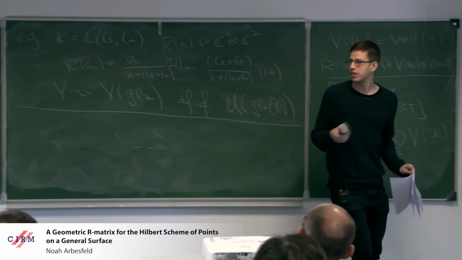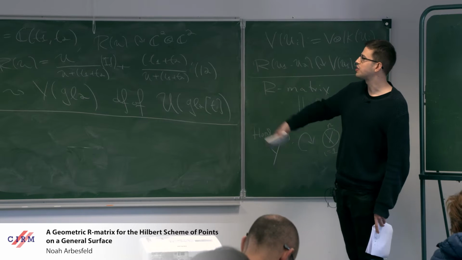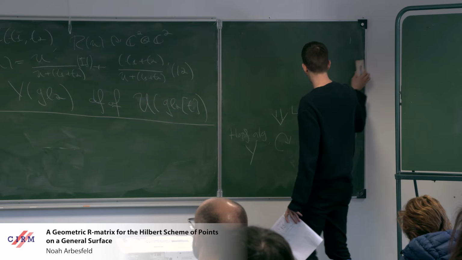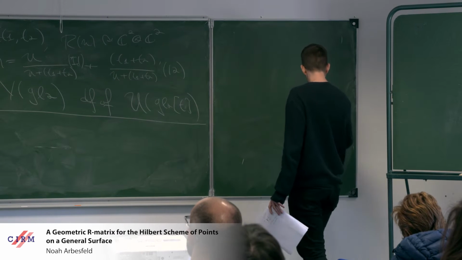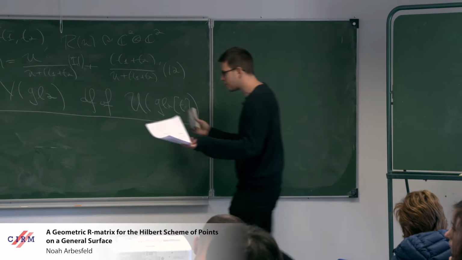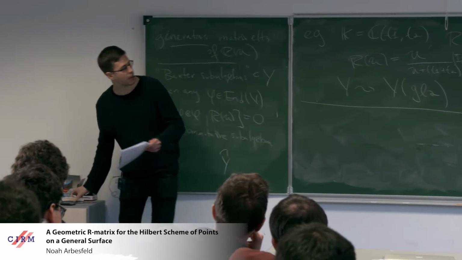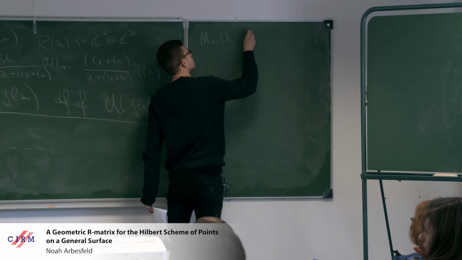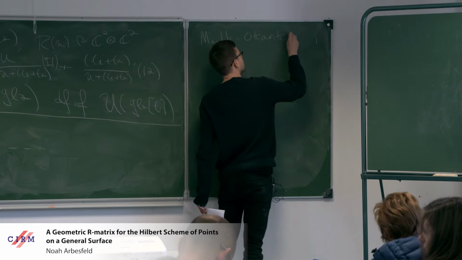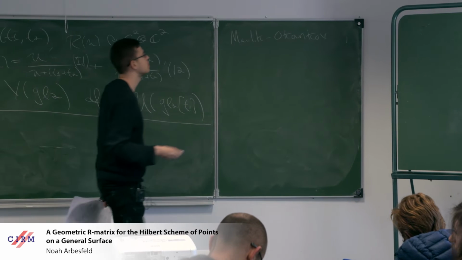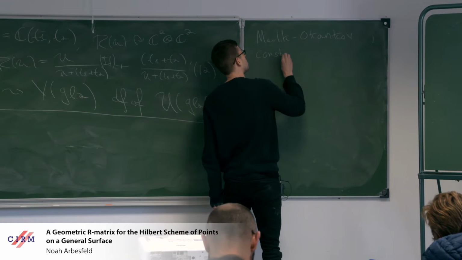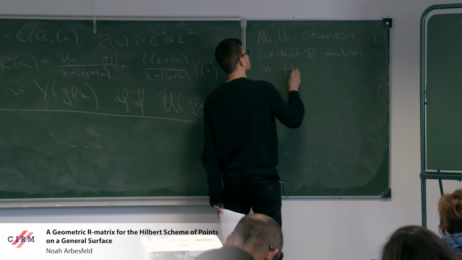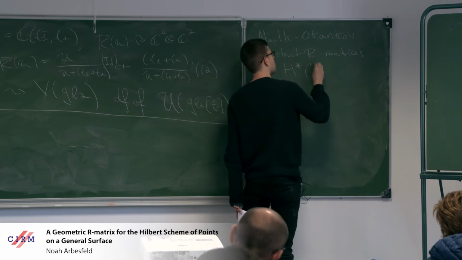And so what I want to talk about today is a certain way to obtain solutions to this Yang-Baxter equation using geometry. So I'm going to give some background on the general context into which the results I'll present fit. And that's quite a long story, but I'll present a very condensed version of work of Maulik and Okounkov constructing R matrices, acting in the cohomology of Nakajima varieties.